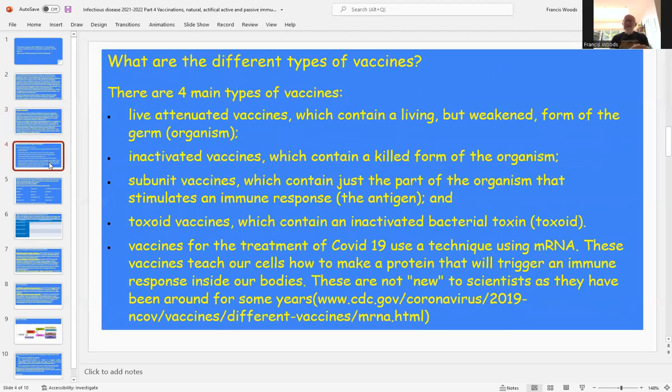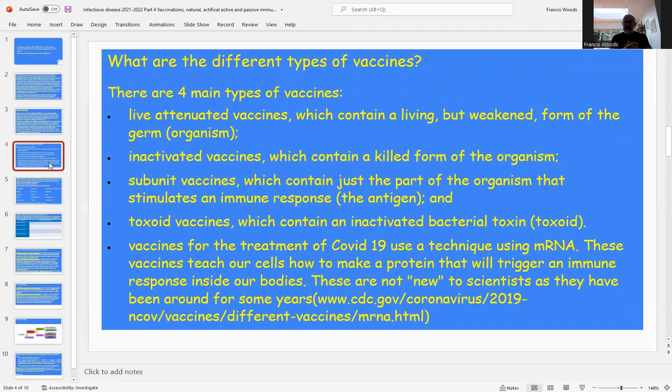What types of vaccines? Well, as I say, there's the live, attenuated vaccine, which contains a living but weakened form of the germ; the inactivated vaccines, which have killed forms of the organism; or the subunits, where it's been broken down and parts of the organism are injected into you. Also, we can have specialized ones called toxoid vaccines that help against the toxins produced by these bacteria.